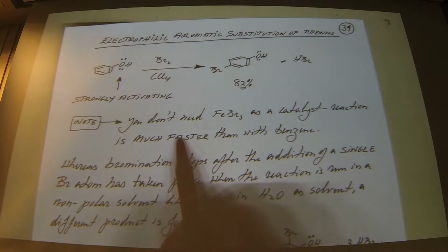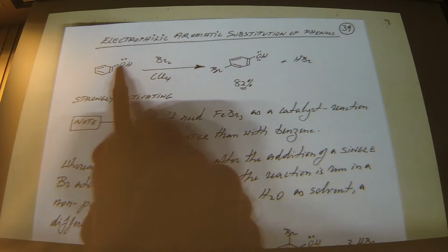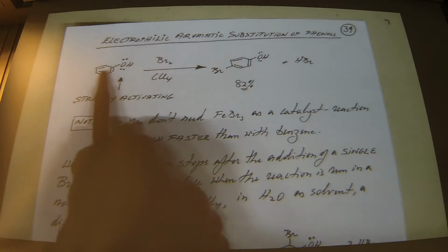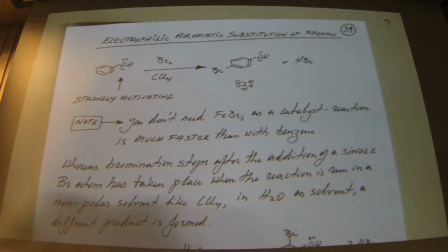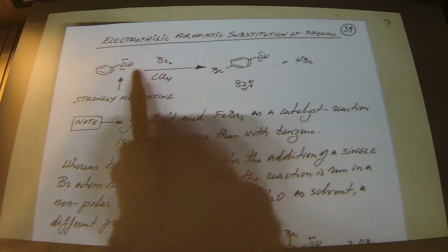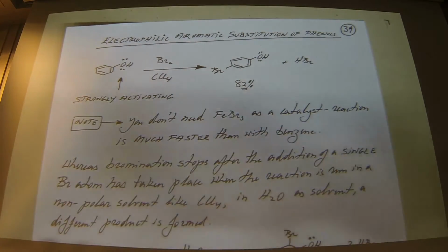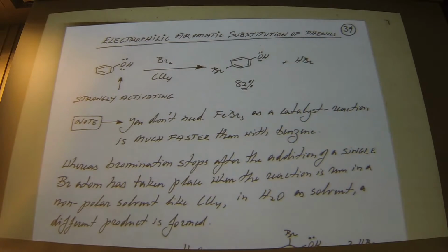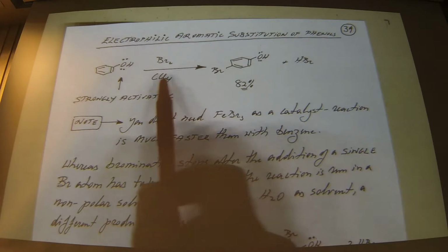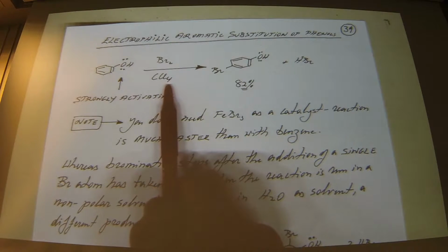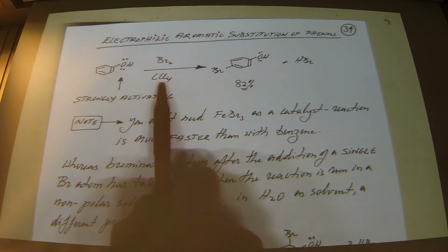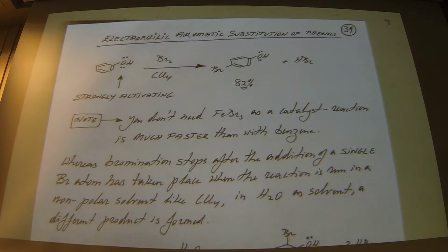It's much faster than the reaction with benzene because these electron pairs are donating into the ring. And so this ring is much more electron rich than the ring where you don't have the hydroxy group. And so that's manifested in this reaction, that the reaction takes place in the absence of a catalyst. So in other words, you don't need a catalyst to lower the activation barrier because the activation barrier is already low. Okay, now, if you do the reaction in carbon tet or in a similar nonpolar solvent, the reaction stops after a single bromination takes place.